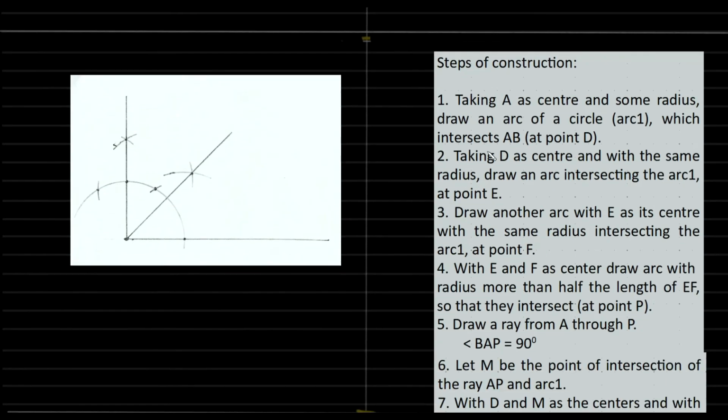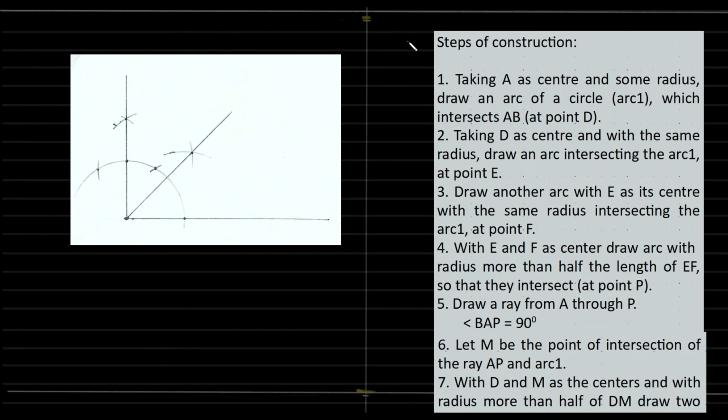Before that, let me finish off the steps and the construction justification. So now the steps. First we will begin with taking A and B as your ray. AB is your ray with point A as the center. With some radius, draw an arc of a circle. This is your arc 1 which intersects AB. This arc intersects at D.